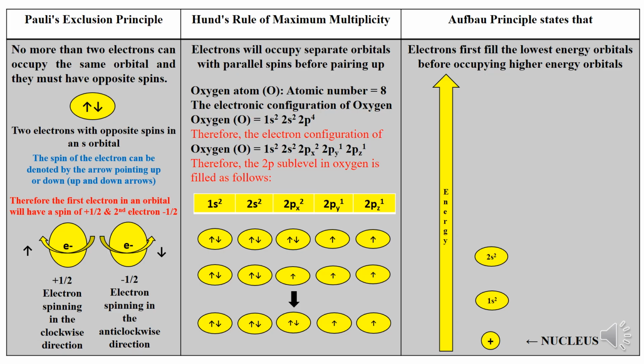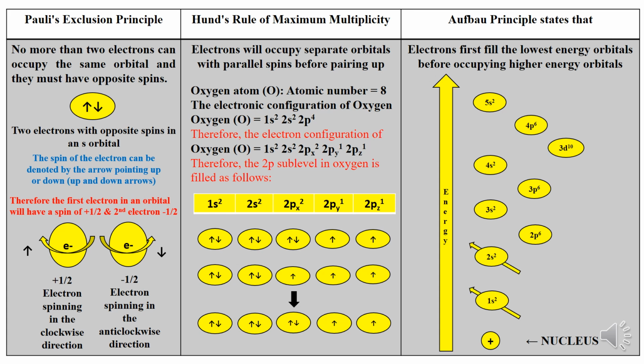So the 1s orbital will be the lowest energy orbital. This will be followed by the next higher energy orbitals: 2s, 2p, 3s, 3p, 4s, 3d, 4p, and 5s. So the order of filling of the orbitals with electrons will be 1s2, 2s2, 2p6, 3s2, 3p6, 4s2, 3d10, 4p6, and 5s2. So this is the order of filling.